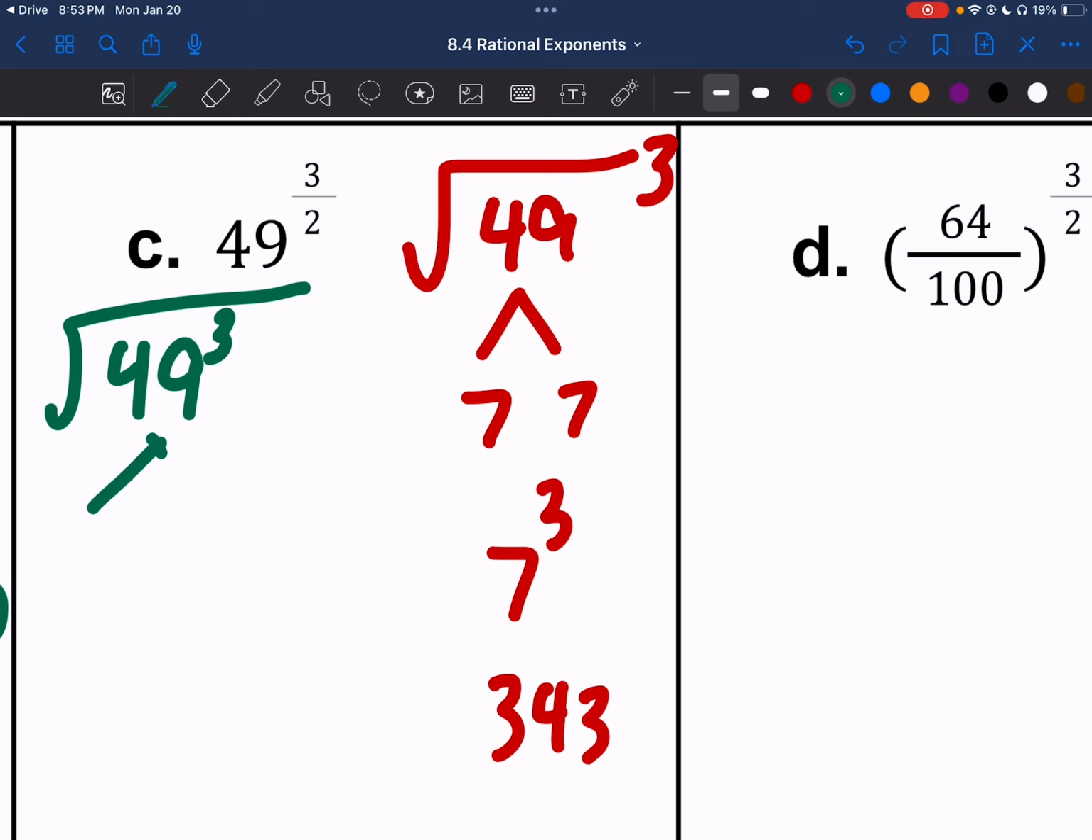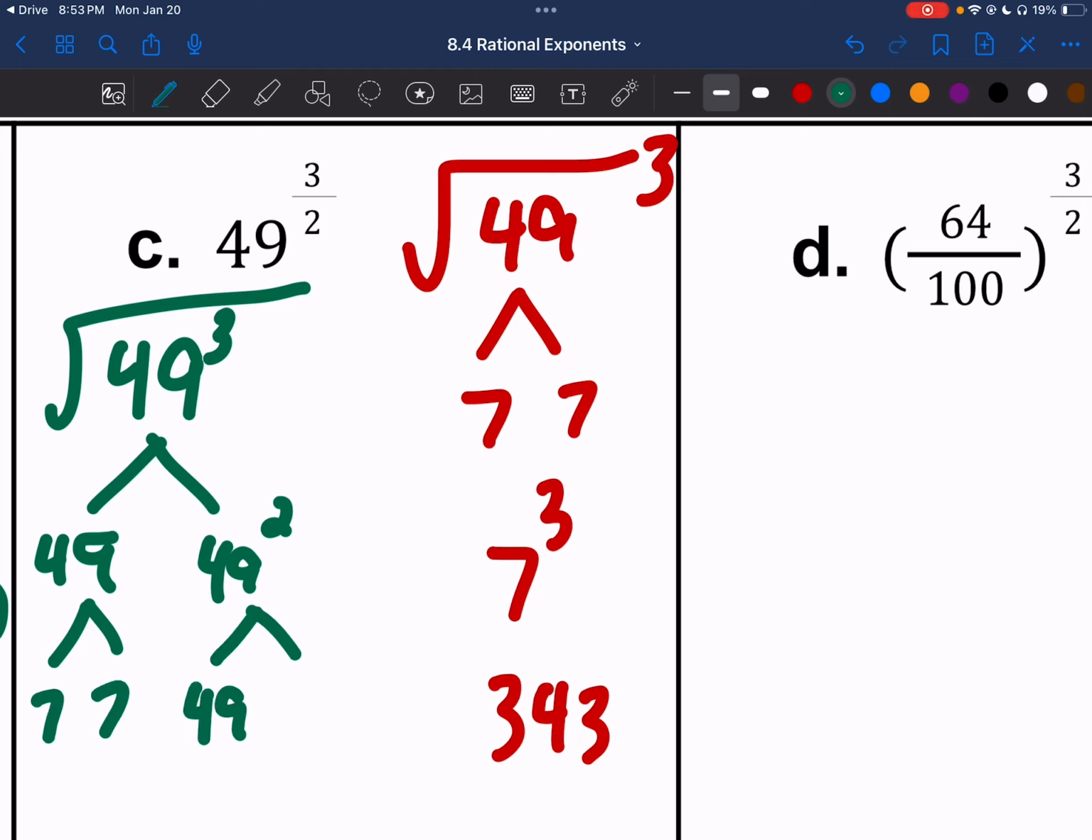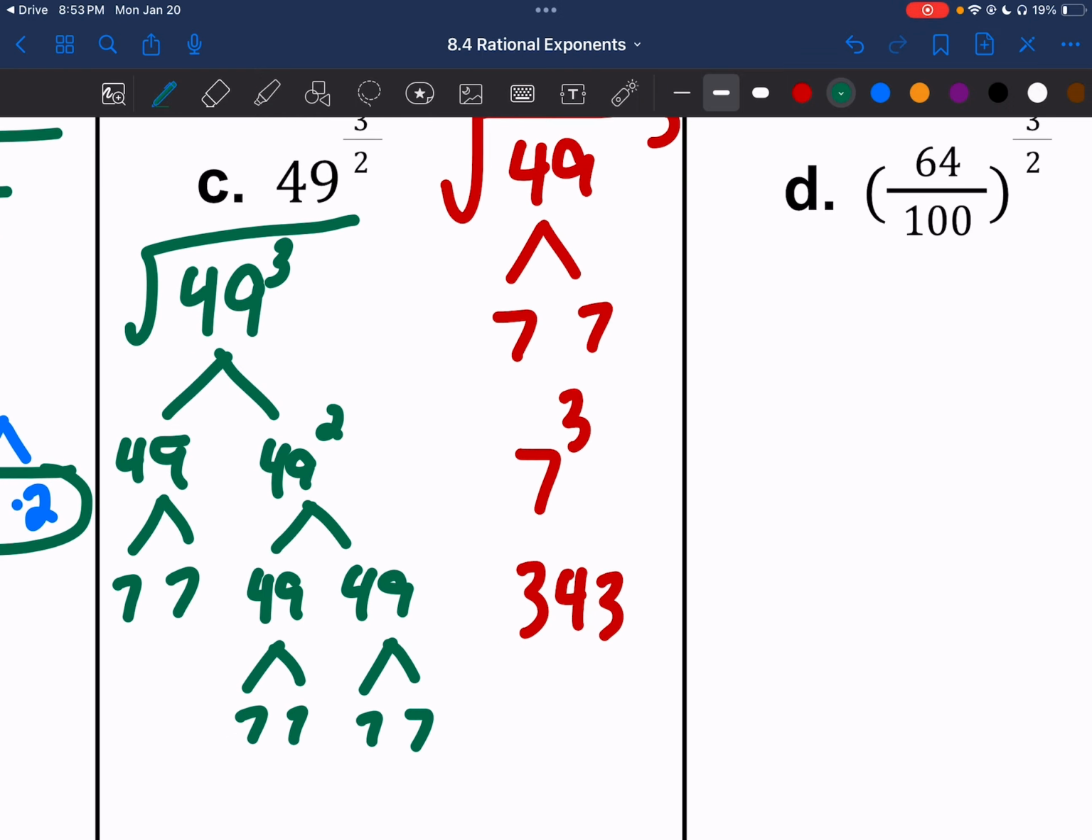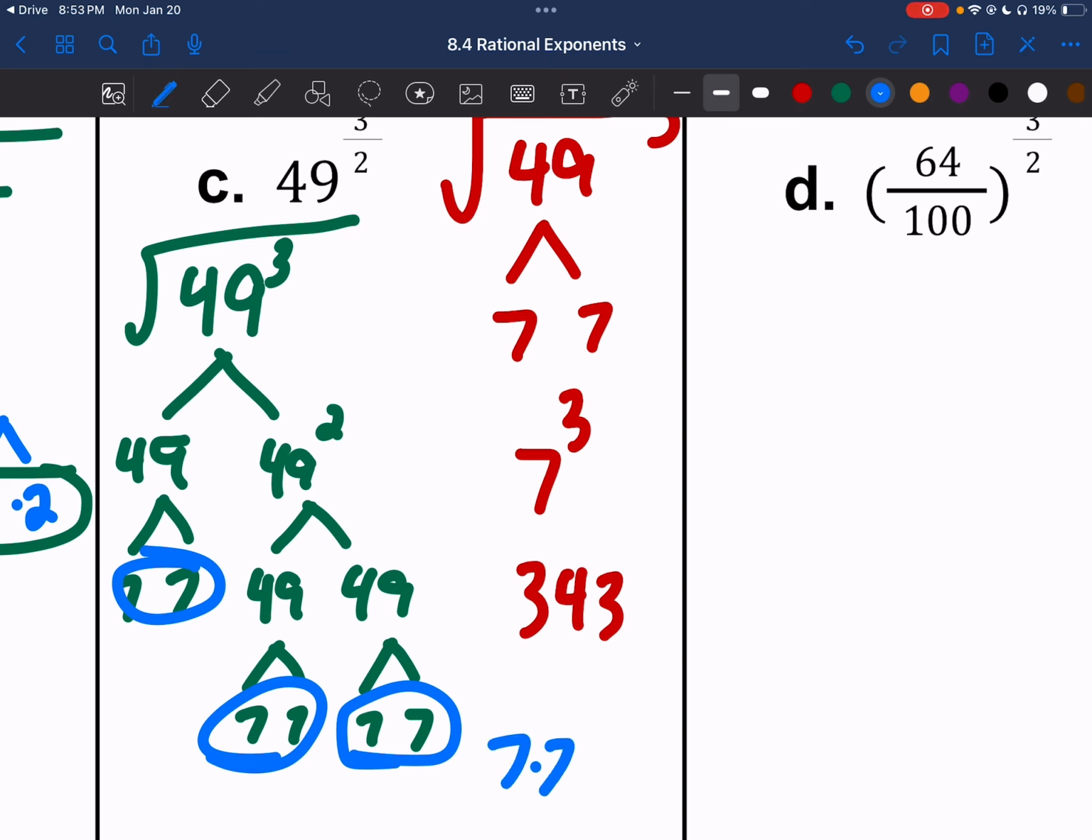Now, could we do the square root of 49 cubed and we do the 49 cubed on the inside? We could. 49 cubed is going to be 49 times 49 squared. 49 is 7 times 7. 49 squared is 49 and 49. And that's 7 times 7 times 7 times 7. And we're looking for the square root. So how many groups of 2 do we have? We have one group of 2, two groups of 2's, or two 7's, and then we have another group of 2 7's. So that would be 7 times 7 times 7, which is the same as 7 to the 3rd power.